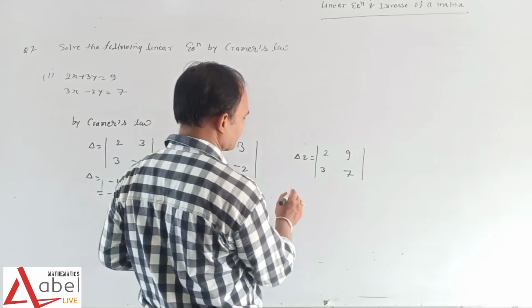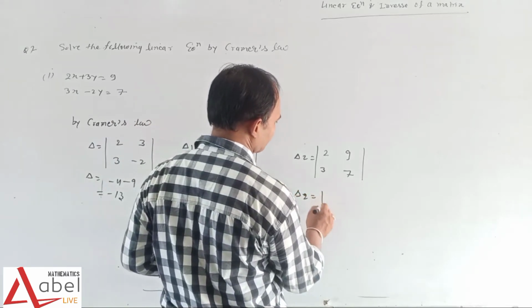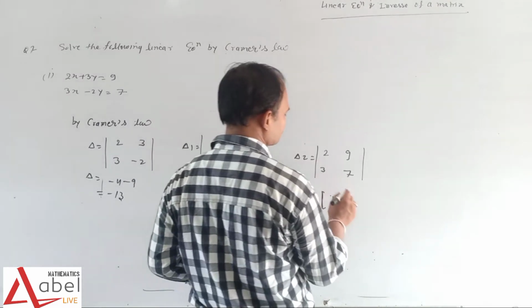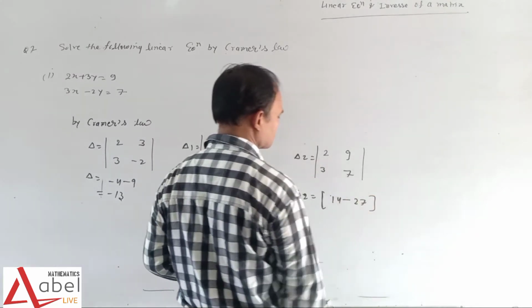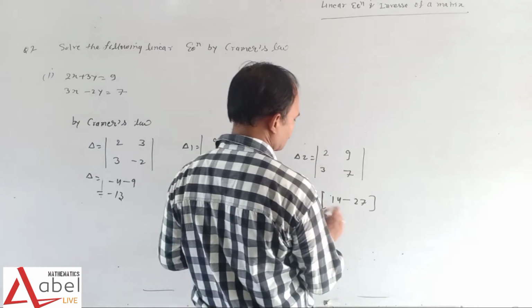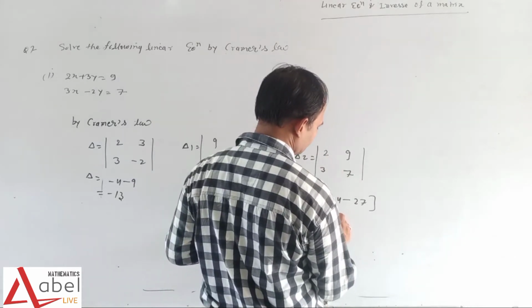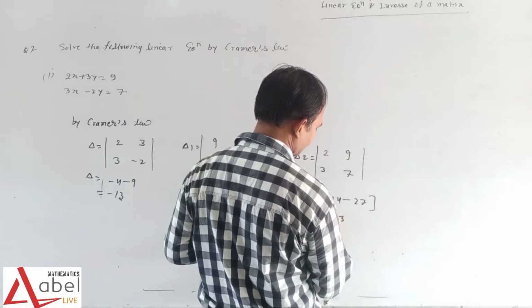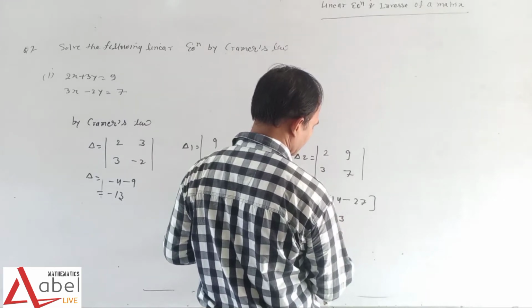What about delta 2? It is 14 minus 27, so it is minus 13.